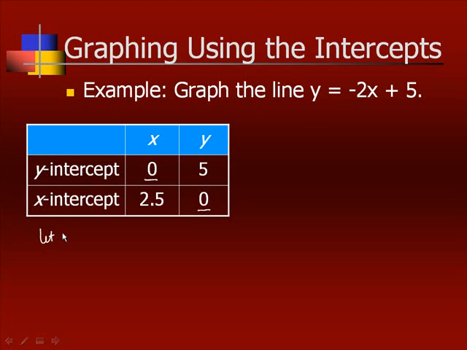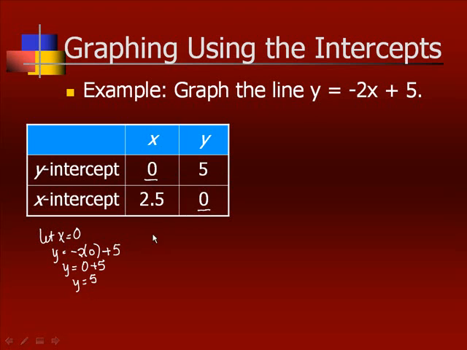So if we went through and said, let x be equal to 0, then we get y equals negative 2 times 0 plus 5. So y is equal to 0 plus 5. So y is equal to 5. That's the ordered pair (0, 5).